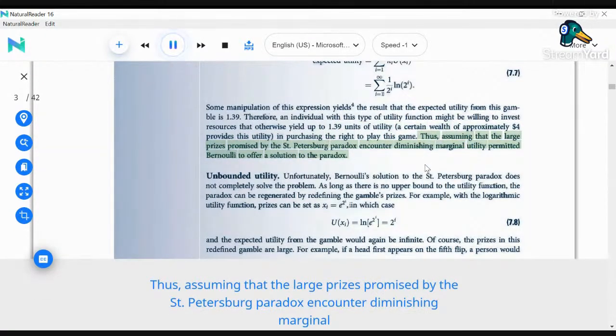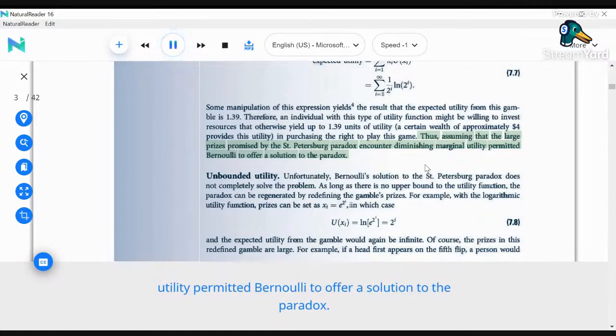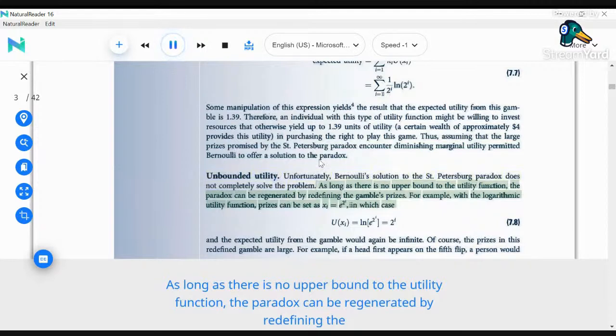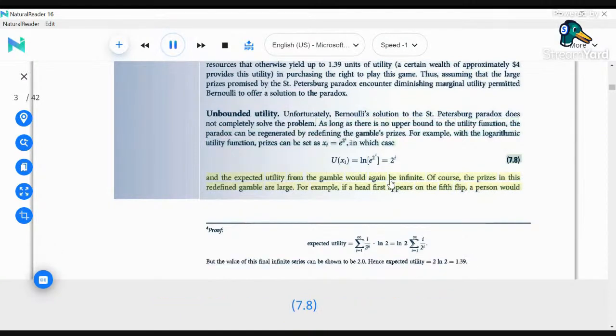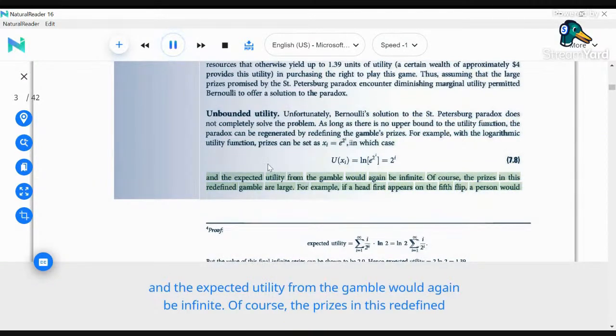Thus, assuming that the large prizes promised by the St. Petersburg paradox encounter diminishing marginal utility permitted Bernoulli to offer a solution to the paradox. As long as there is no upper bound to the utility function, the paradox can be regenerated by redefining the gamble's prizes. For example, with the logarithmic utility function, prizes can be set as x equals e, in which case the expected utility from the gamble would again be infinite.